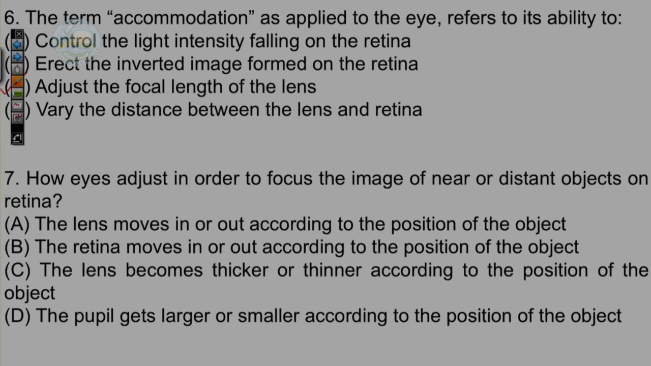Number 7, how the eyes adjust in order to focus the image of a near or distant object on the retina is by A. The lens moves in or out according to the position of the object. B. The retina moves in or out. C. The lens becomes thicker or thinner according to the position of the object. Or D. The pupils get larger or smaller according to the position of the object. Now, A is for a camera. The lens would move in or out. But the correct answer here for the human eye would be C. The lens becomes thicker or thinner depending on where the object is.